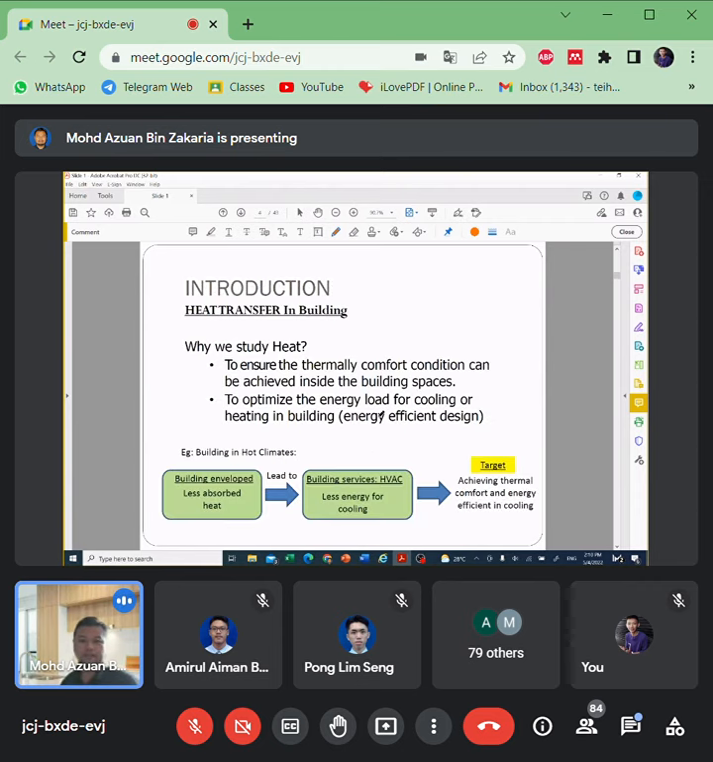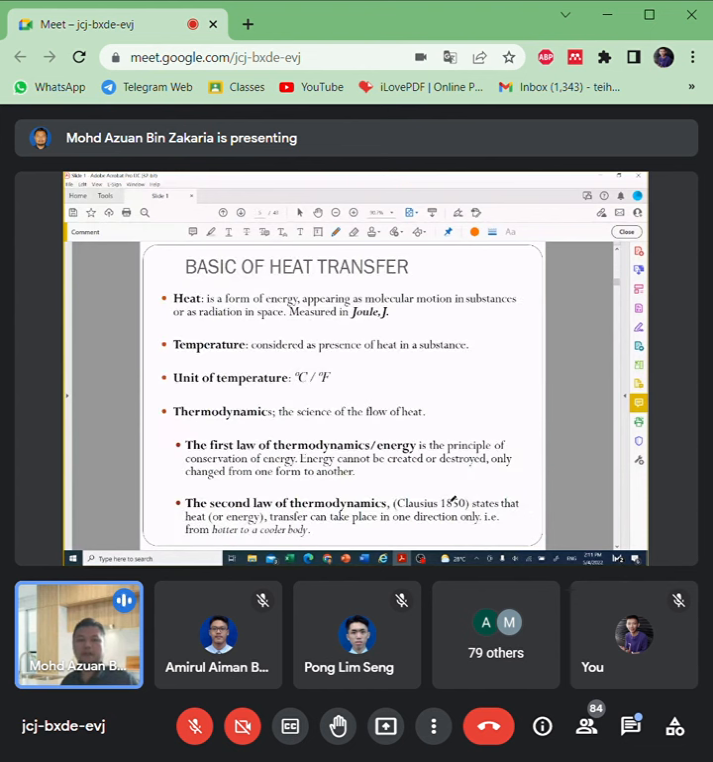We can see here in this slide why we study heat: when the building envelope absorbs less heat, it will lead to less energy for cooling. So the target for a building is to achieve thermal comfort and energy efficiency in cooling. All right, I will go slightly faster.